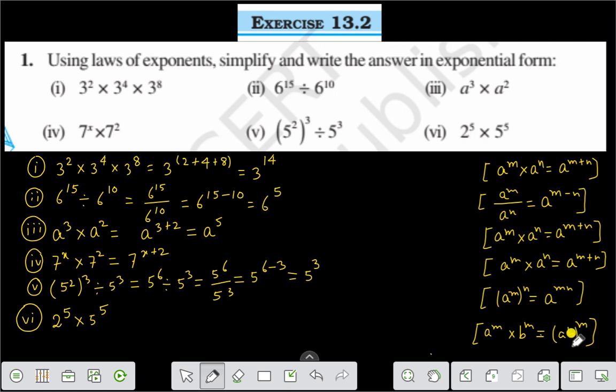Let us find this one. Here you see 2 to the power 5 into 5 to the power 5. The exponents are the same, so we can write it as 2 into 5, whole to the power 5. 2 into 5 is 10, so it is 10 to the power 5. We applied the formula a to the power m into b to the power m is a into b to the power m.